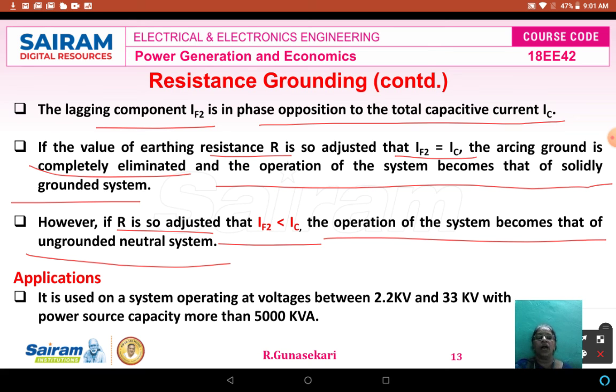And then the applications of resistance grounding: it is used on systems operating at voltages between 2.2 kV and 33 kV. The capacity, that means the power source capacity, is 5000 kVA.